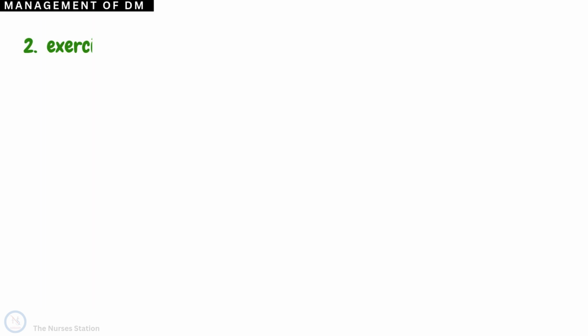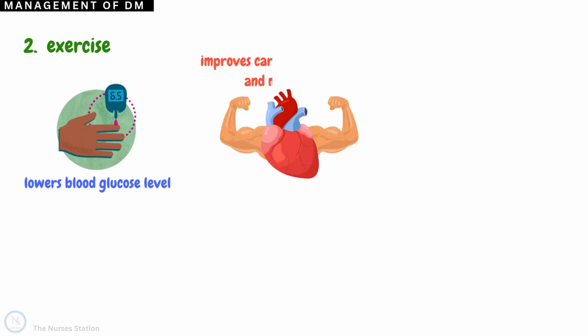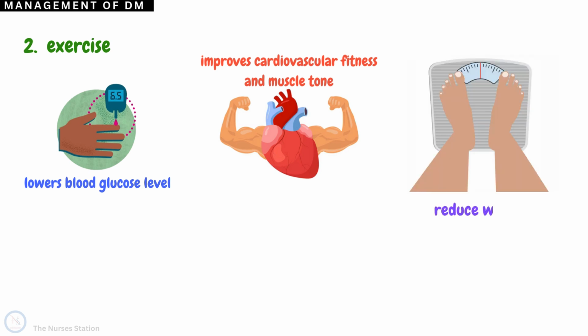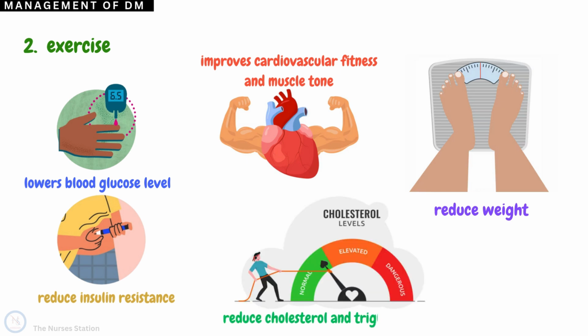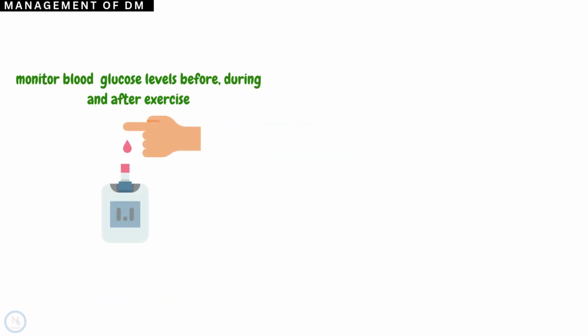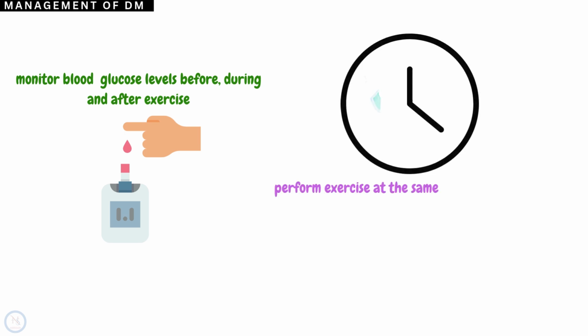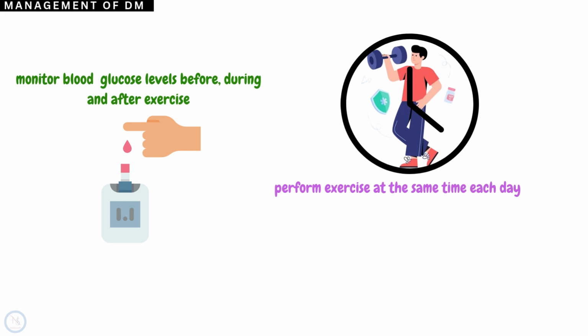The next comes the exercise. Exercise lowers blood glucose level and improves cardiovascular fitness and muscle tone. Exercise helps reduce weight, insulin resistance, cholesterol, and triglyceride level. The patient must make sure to monitor blood glucose level before, during and after the exercise to avoid any untoward incidents. Patient should perform exercise at the same time of the day and when blood glucose level is at peak after the meal.